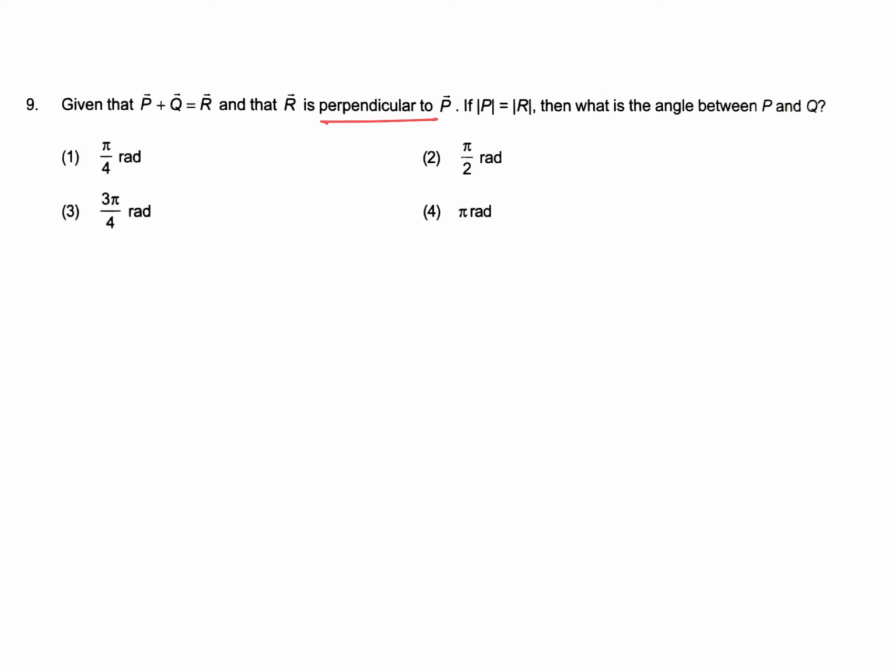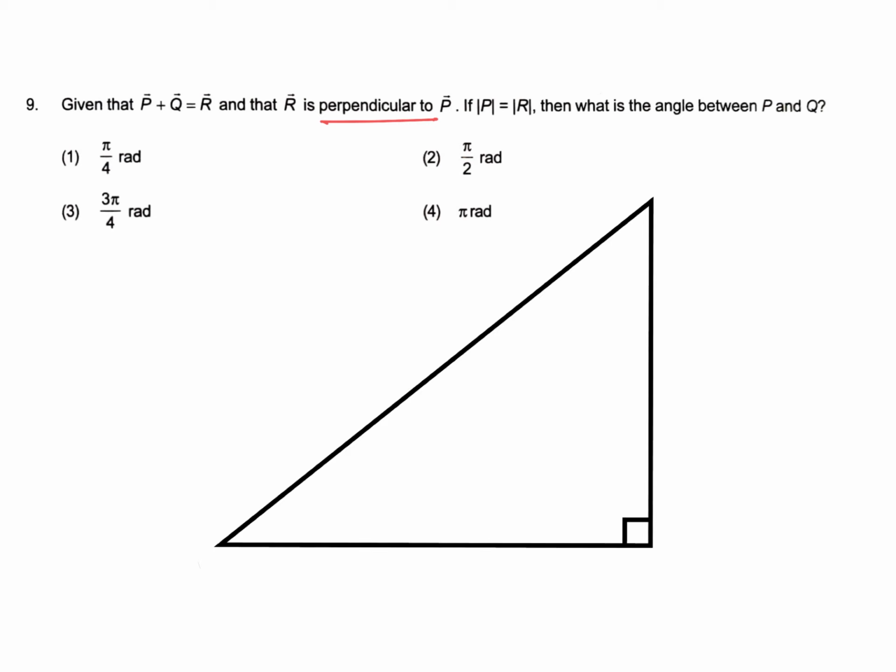So we'll just draw a right angle triangle over here. In this right angle triangle, it is given that p plus q is r and r is perpendicular to p. That means if I am taking this as r, definitely this should be equal to p. Now the equation is p plus q is equal to r.